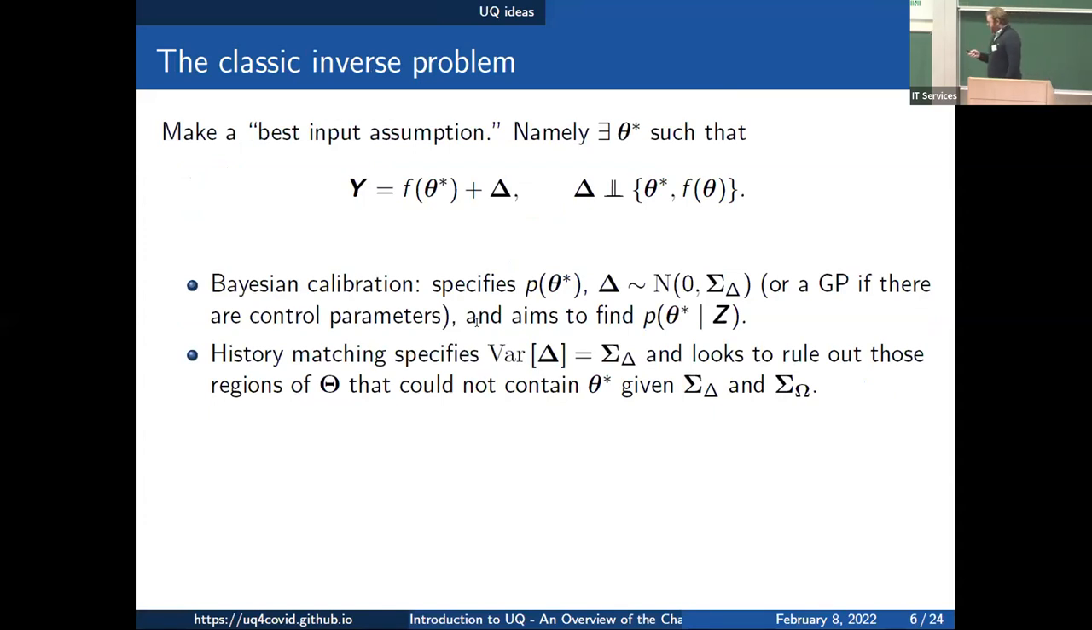So the key idea here is that you say that the truth is equal to the model at some best choice of the parameters plus a discrepancy term. So you acknowledge immediately that the truth is not the same as the model under any circumstances. And with COVID, you'd have to do that distribution.